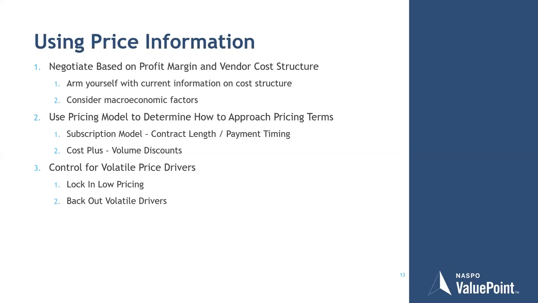So they will be more likely to look at something like volume discounts. You also want to think about those volatile price drivers and like I said, either back them out entirely and account for them in your pricing as a separate line item that can fall on or off depending on changes, or lock in low pricing. There have been many examples, particularly in the airline industry, where companies have been able to be very successful by locking in a good price on things that they consume a lot of, like jet fuel. So many airlines have done well by locking in low pricing for a long period of time on a volatile commodity. So that's certainly something to think about.